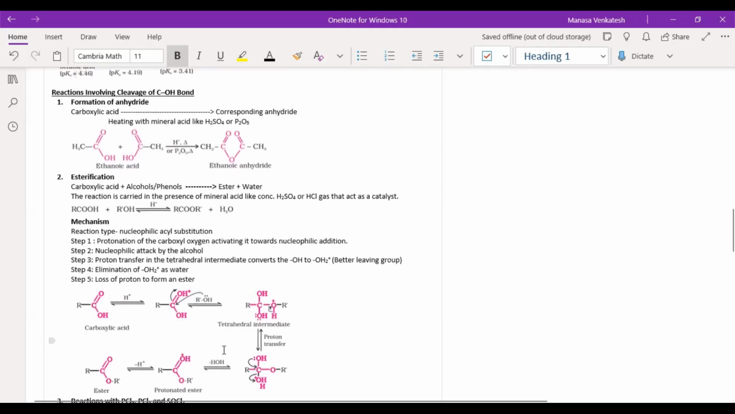So if you find it easy to learn the reaction like this, do that. Or if you find it easier to just do it step by step, I suggest you do it step by step and you get to the last product, that is the ester.